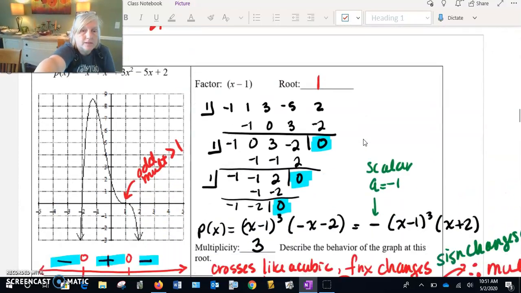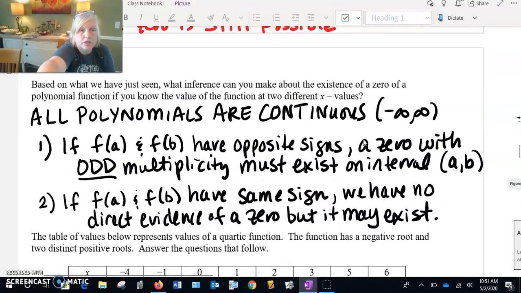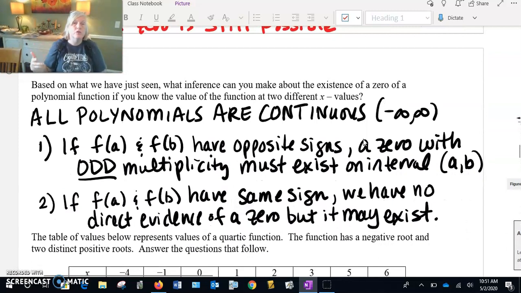Now, this kind of idea that if you have a continuous function, you are able to prove the existence of a 0 is something that is related to a theorem in calculus. Let's kind of wrap up what we're doing here in Algebra 2, and then I'm going to talk a little bit about what the calculus theorem is and show you some information on that.